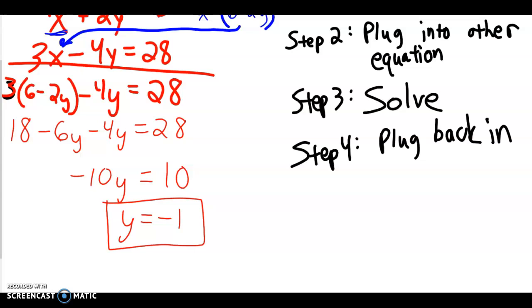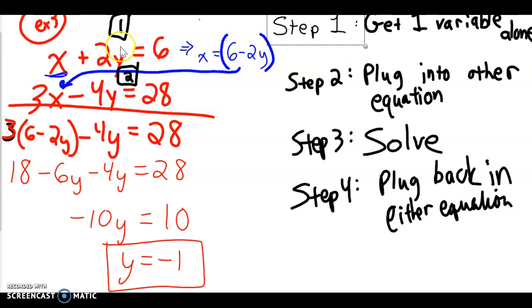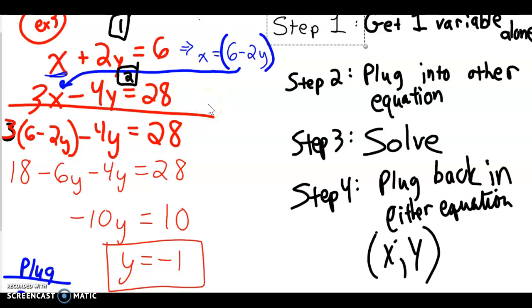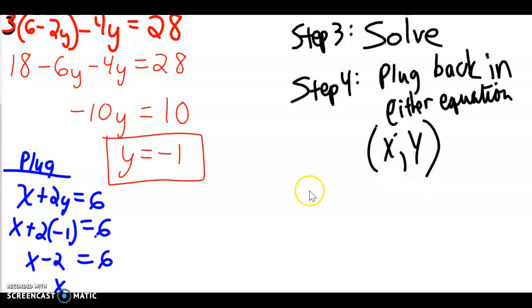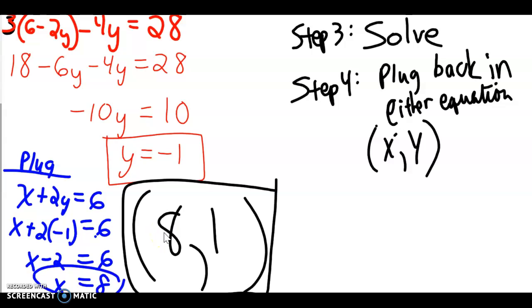Plug that back in. That's the last step. Step 4, plug it back in. Now that's when I started labeling these equations. We have equation 1 and equation 2. You can plug y equals negative 1 into either equation. It will give you your answer for your xy. So we're going to plug it in. I plugged it into equation 1. x plus 2y equals 6. x plus 2 times negative 1 equals 6. x minus 2 equals 6. And the final answer is x equals 8.